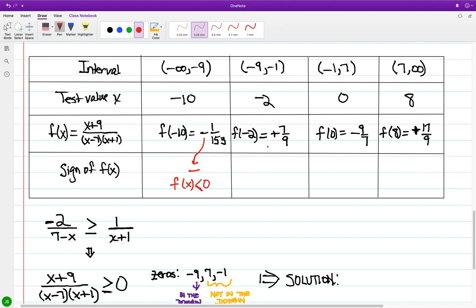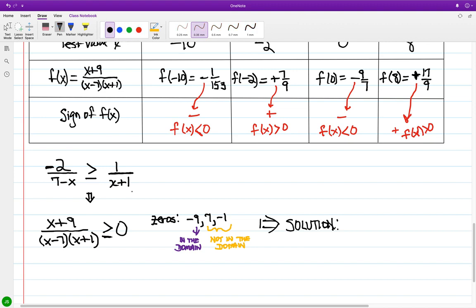And then next, with negative 2, the result is a positive 7/9. So here we have that f of x is going to be greater than 0. And then next, for the third subinterval, the output is going to be negative. So we have f of x is less than 0. And for the fourth subinterval, we're going to have a positive output, whereupon f of x is greater than 0. All right, so looking at what we have now.